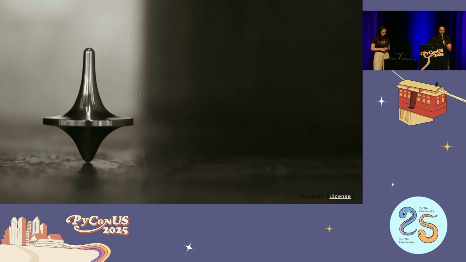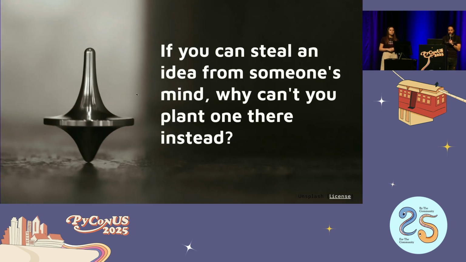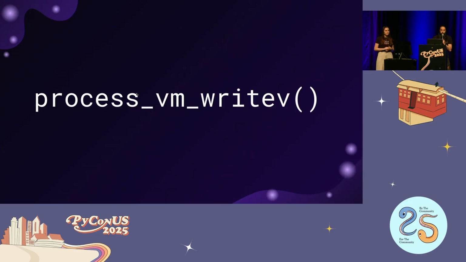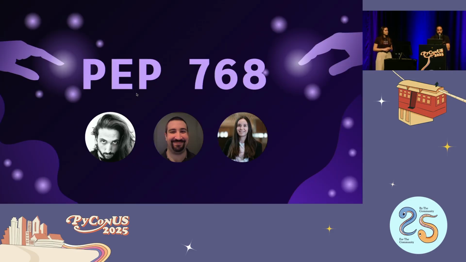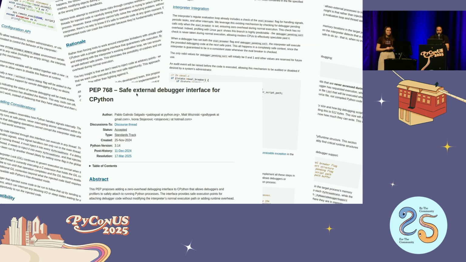And then I was remembering Inception, and they have this fantastic quote that if you can steal an idea from someone else, maybe you can also plant one instead. So I just discovered that obviously not only is there process_vm_readv, but there's also process_vm_writev. And this was the idea that sparked PEP 768, a PEP that I did with Ivona and Matt Wozniski. And we worked really, really hard, the PEP is bananas, to give you a way to debug Python processes without crashing them. And Ivona is going to explain how this thing works.